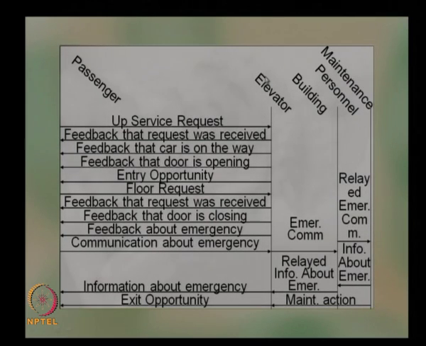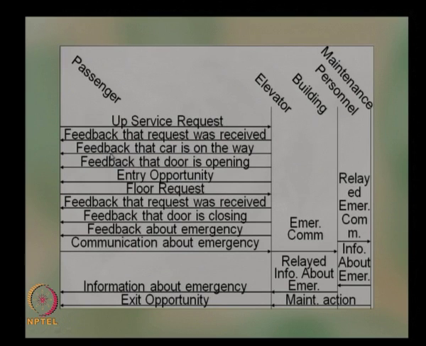Here you can see elevator is the main system of interest, but there are external systems, like passenger is an external system. In this case, the building is an external system and maintenance personnel is an external system. So there will be communication between these external systems as well as the main system. We need to identify what kind of input output requirements are needed to ensure that the passenger request is accepted and then passenger is provided with a safe exit from the elevator.